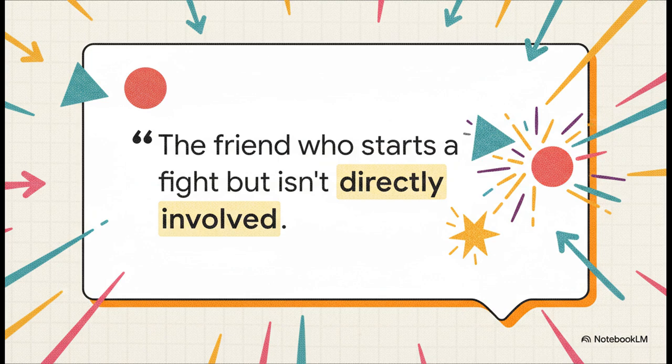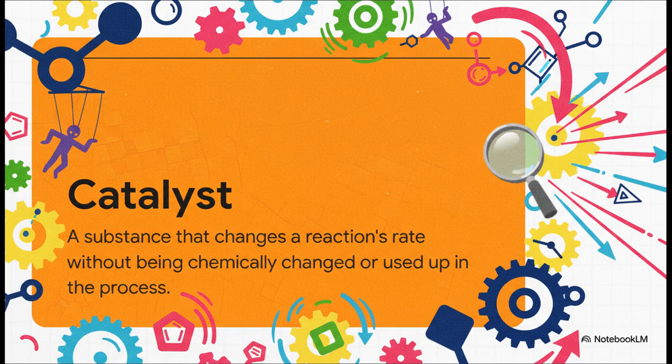Okay, but what if you want to change how fast a reaction goes? Well, for that, sometimes you need, how to put this? You need the friend who starts a fight but isn't directly involved. It's a weird analogy, but it's the perfect way to think about our next concept. That friend is a catalyst.